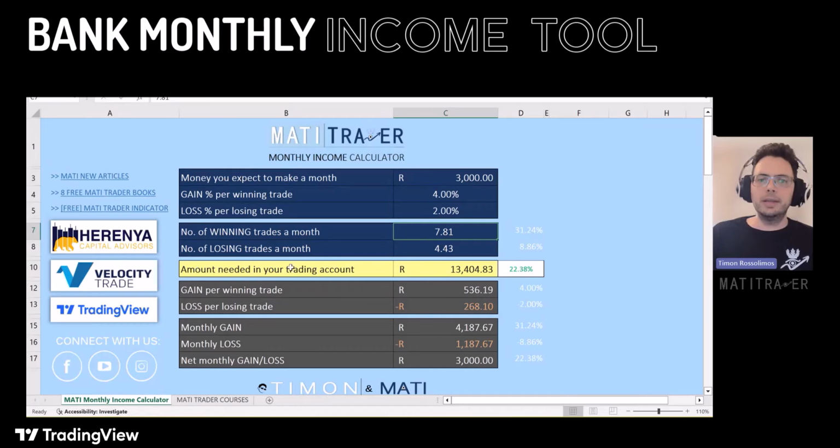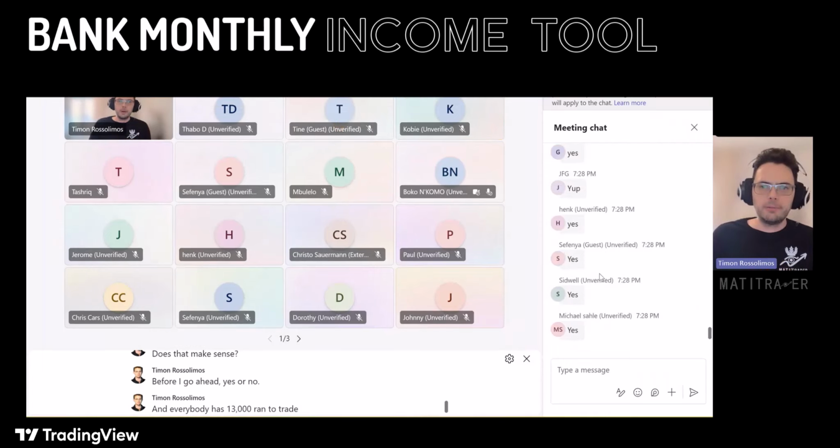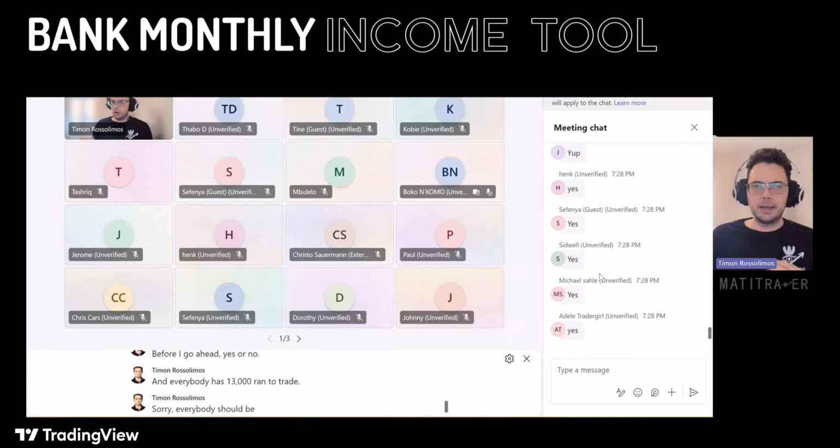What is the amount needed in your trading account? And this is the answer that you need. So the amount needed in your trading account to bank 3,000 Rand per month is 13,404 Rand and 83 cents. So with a 2% loss and a 4% gain, you're actually expecting to make 22.38%. And everybody has 13,000 Rand to trade. So everybody should be banking a minimum of 3,000 plus a month.